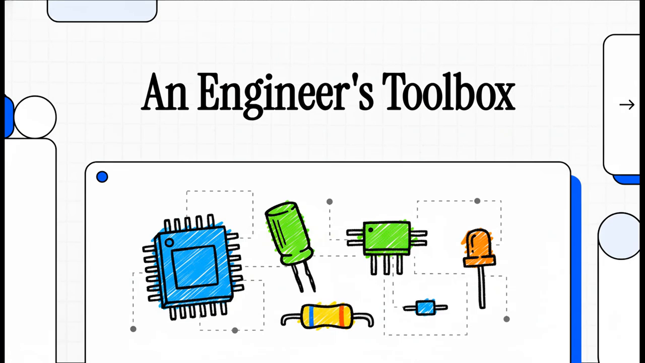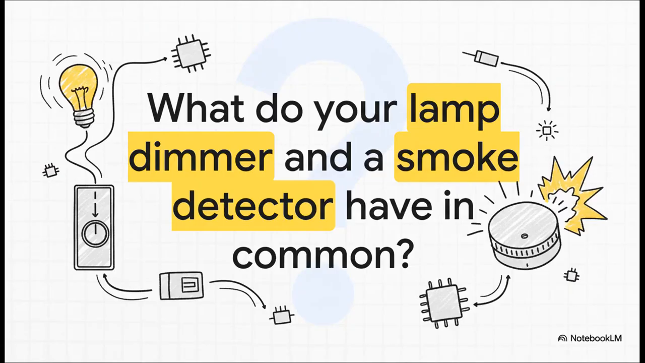Today we are opening up the engineer's toolbox. We're going to take a look at some of the tiny, really specialized components that are the true unsung heroes of our modern world. I mean, they're in everything, from the phone in your hand to the power grid that lights up your city. It sounds like a trick question, right? But the answer is actually pretty simple and, honestly, kind of fascinating. Both of these devices rely on little tiny electronic parts that act as their brains, controlling power, or sensing the world around them in some surprisingly clever ways.